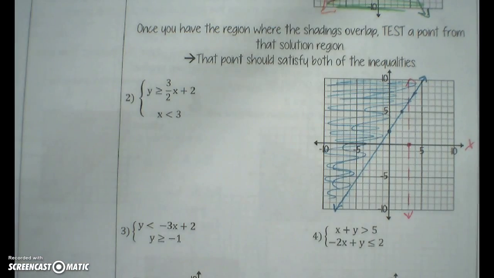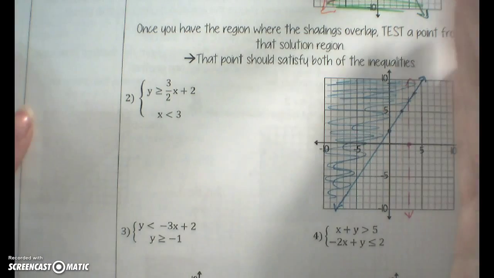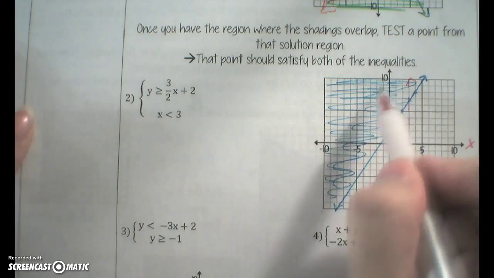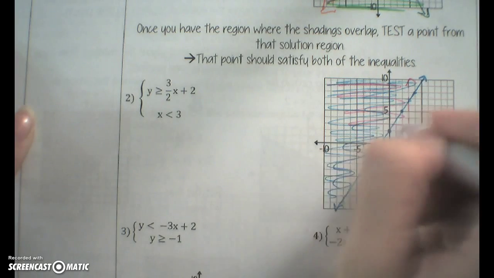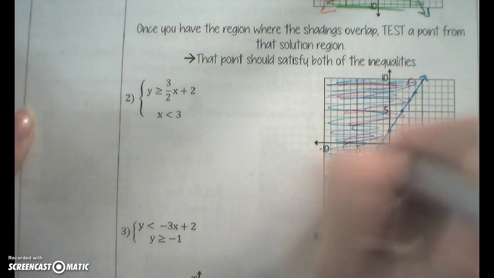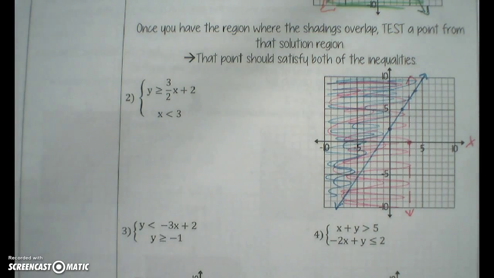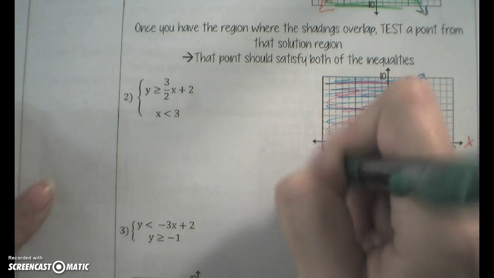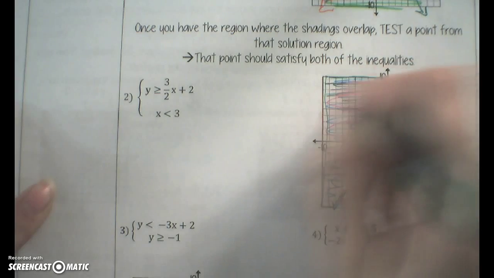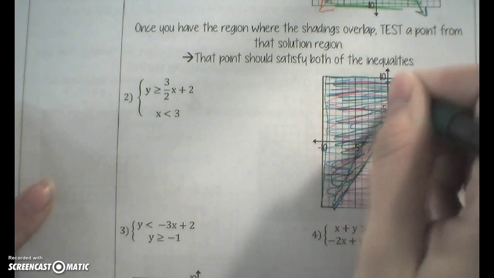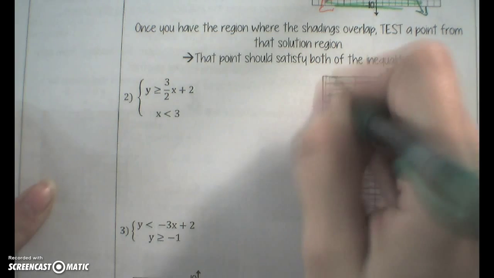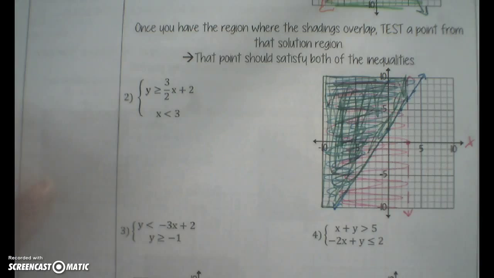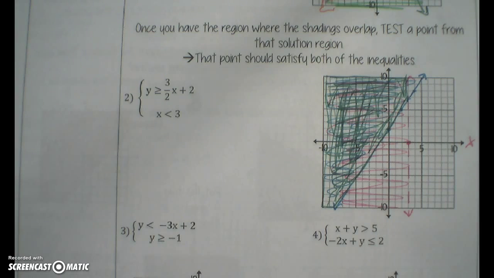There's my dotted line. And I want less than, so that means I'm going to shade everything to the left. Think of the right side as greater and the left side as less than. And you can see that my region that is overlapping is right here. Kind of double shade it with some green. Make it a little darker so you can see it. That's my solution region right there.